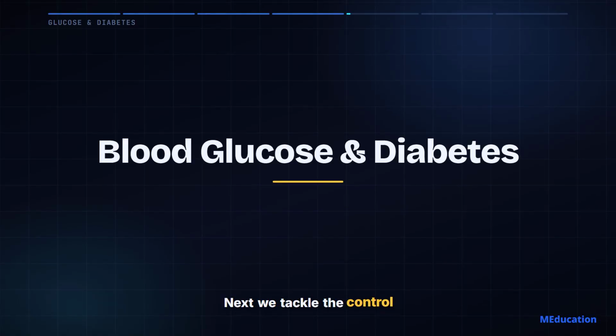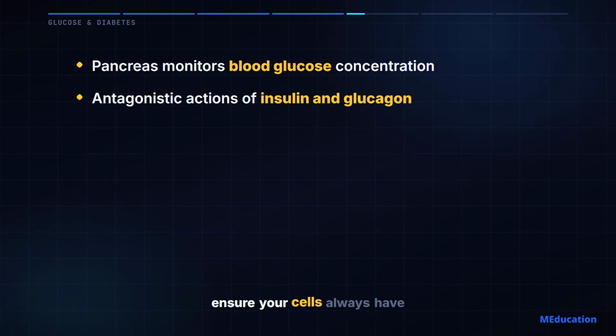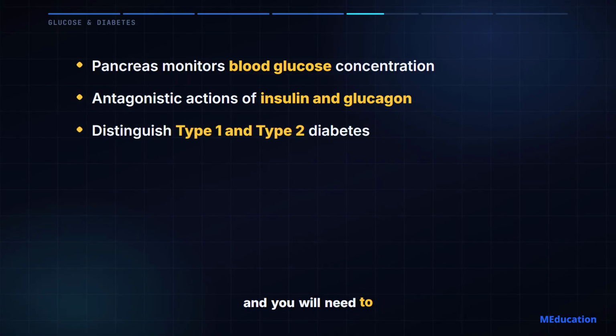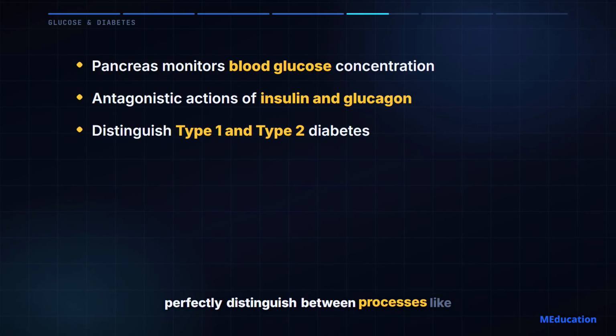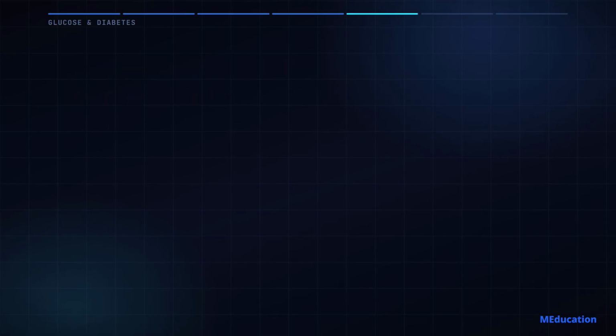Next, we tackle the control of blood glucose. You will explore how the pancreas and liver coordinate to ensure your cells always have enough respiratory substrate. We will map the antagonistic actions of insulin and glucagon, and you will need to perfectly distinguish between processes like glycogenolysis and gluconeogenesis. We will then apply these principles to understand the biological basis, causes, and management of both type 1 and type 2 diabetes.